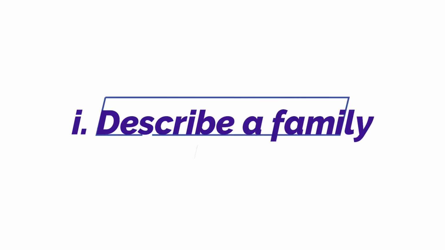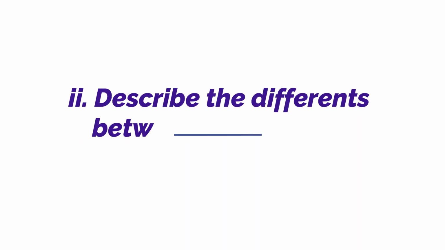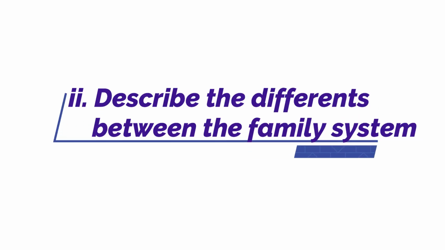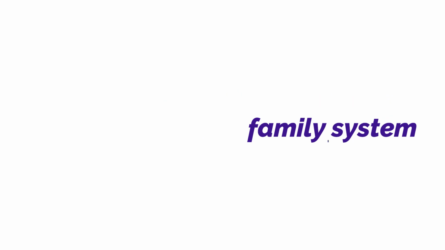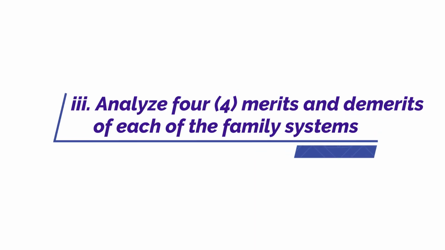By the end of the lesson, the students should be able to describe a family, describe the difference between the family systems, and analyze at least 4 merits and demerits of each of the family systems. So our first aspect is the family.